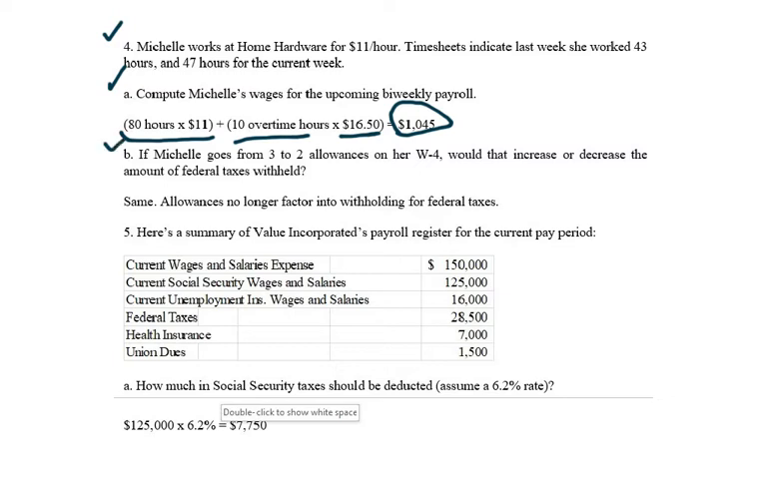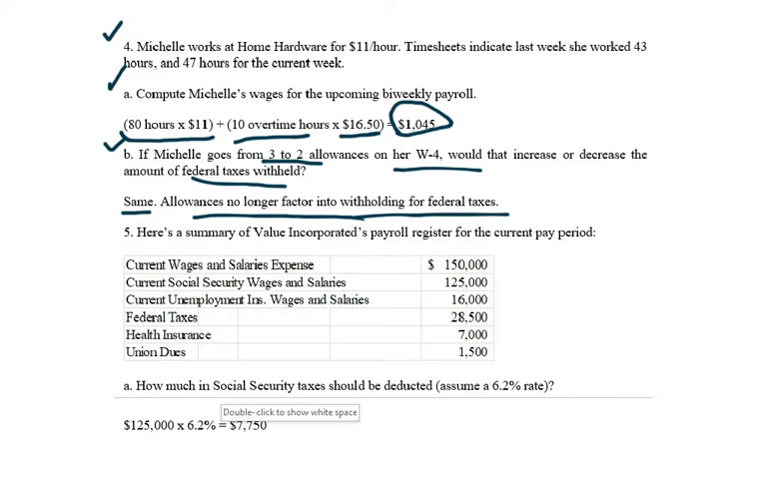Now, if she goes from 3 to 2 allowances on her W-4, does that increase or decrease federal taxes withheld? This is a little bit of a trick question. It's the same because allowances are no longer factored into federal withholding for now. Again, this might change in the future, but for now, this is the standard that we're abiding by.